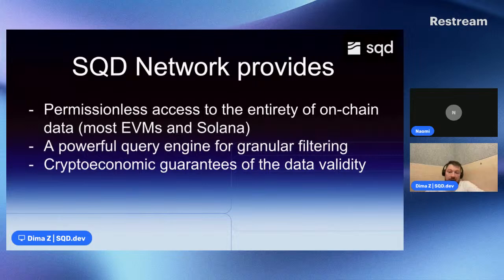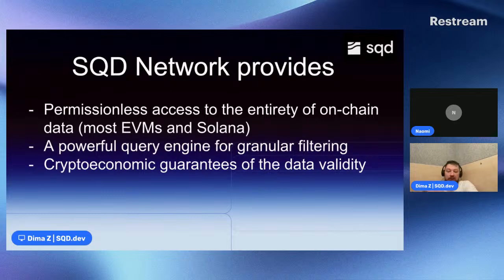The way that SQD network works, it provides permissionless access to the entirety of on-chain data, and we cover most EVMs and Solana, including Base, Polygon, Avalanche, and like all the major ones. It's a powerful query engine for granular filtering and extracting only the data you are actually interested in. This is specifically important for application builders who run indexers.